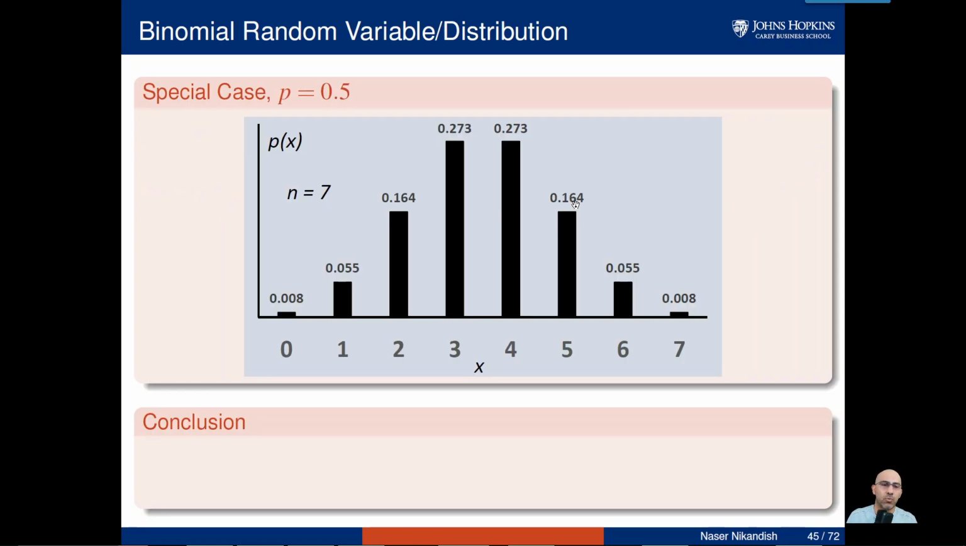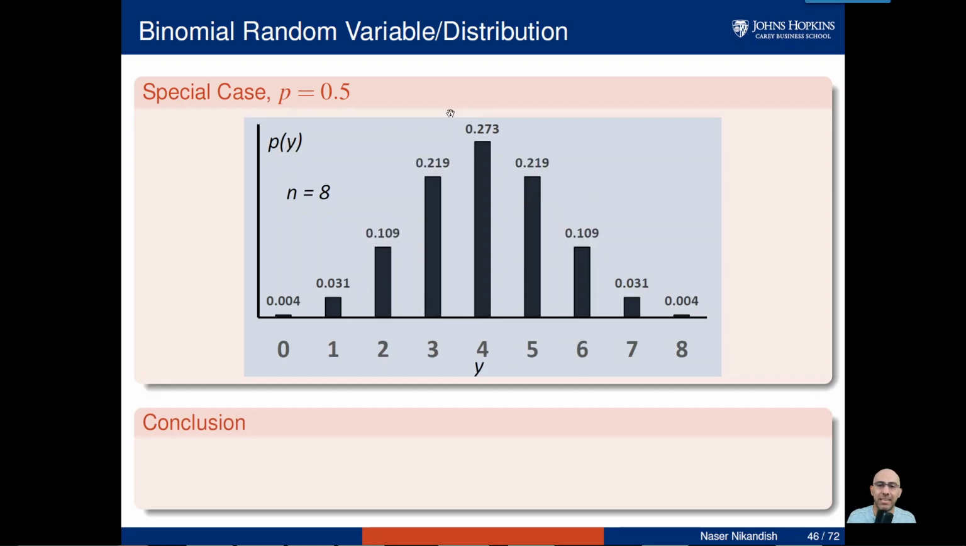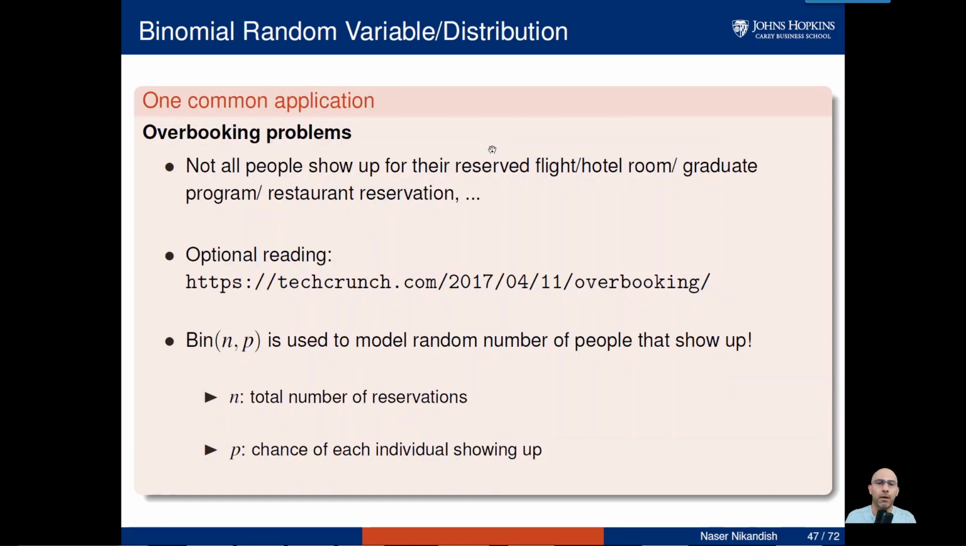There are special cases when p is equal to 0.5. When n is odd, you are going to have two middle numbers for x with the same weight. And when n is even, you are going to have just one mode, the middle number, which has the highest probability. So just a special case.